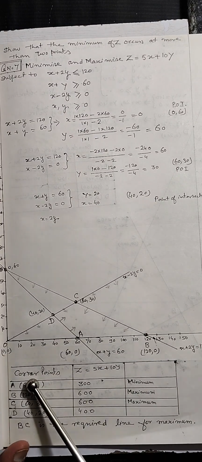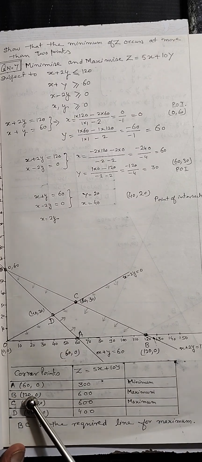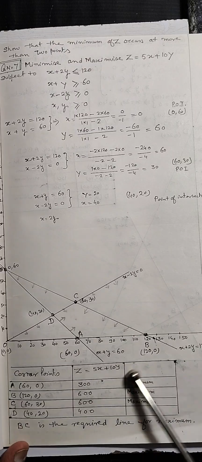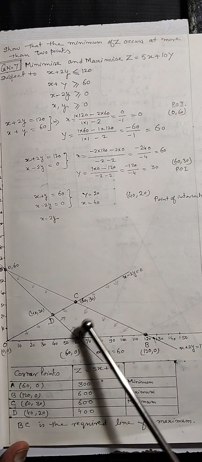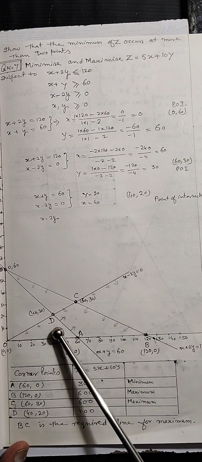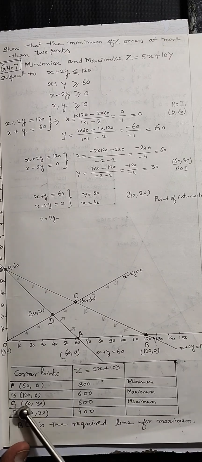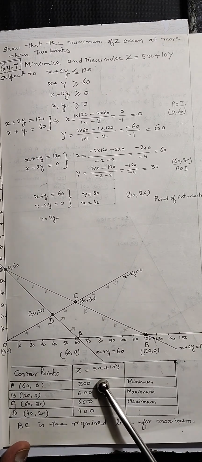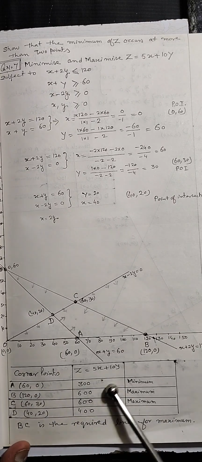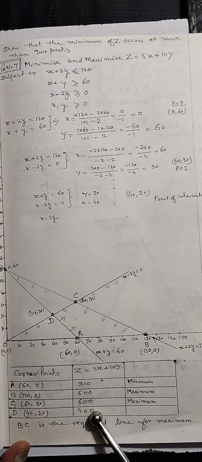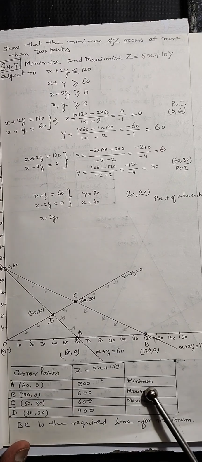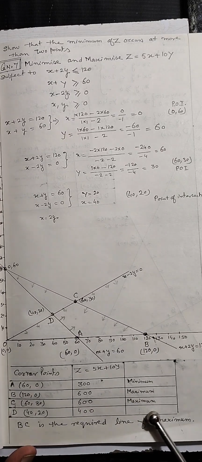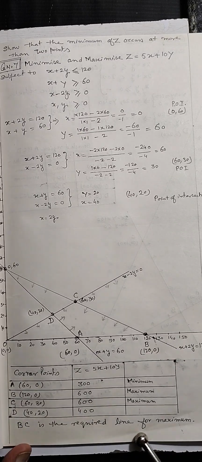So, these are the corner points: A, that is 60, 0, B, that is 120, 0, C, that is 60, 30, and D, that is 40 and 20. Just put these values of x and y in the given objective function, that is 5x plus 10y. You will get 300, 600, 600 and 400. Here it will be the minimum. Here it will be the maximum, again maximum. The BC is the required line of maximum.